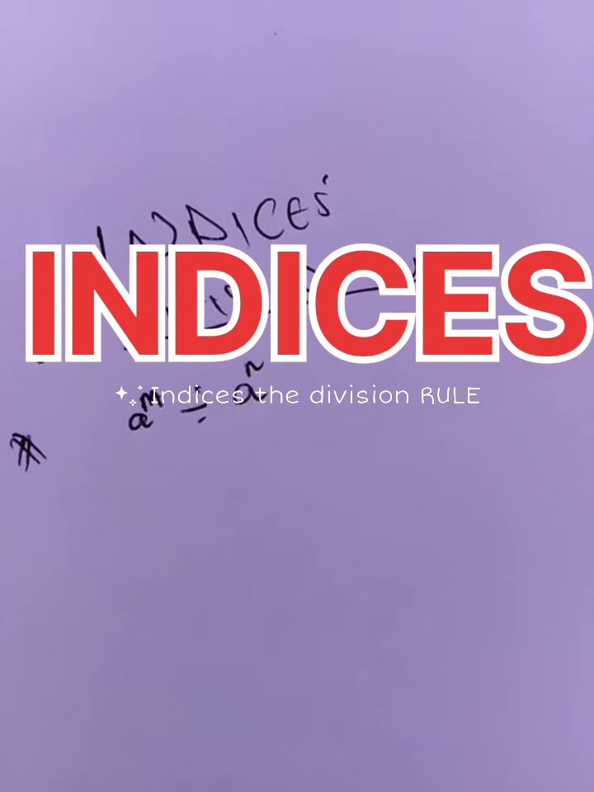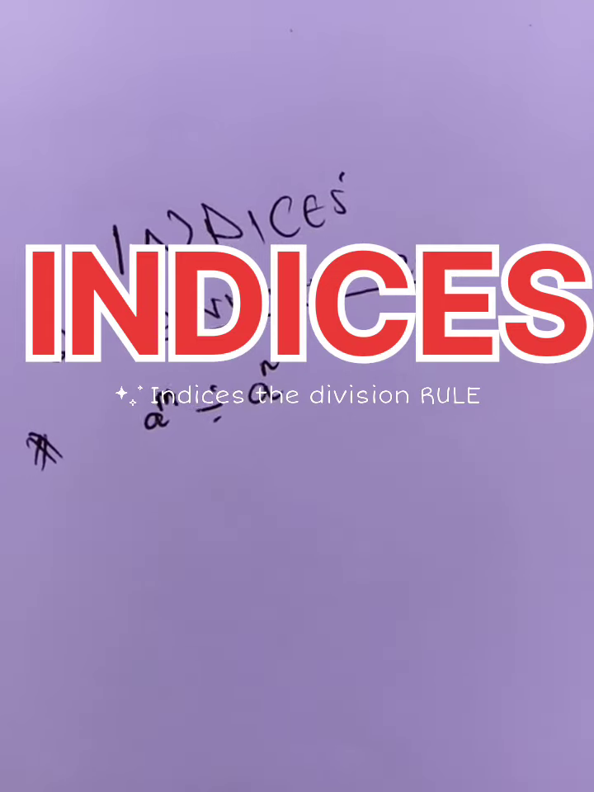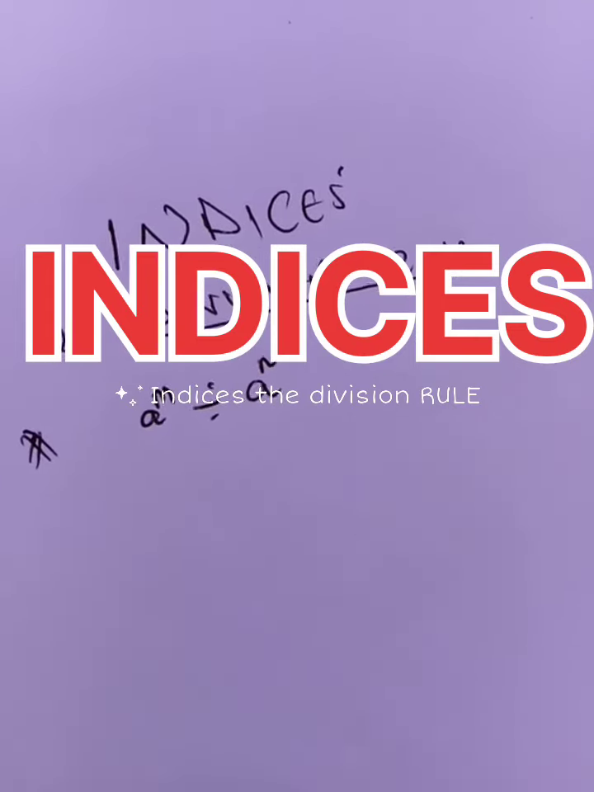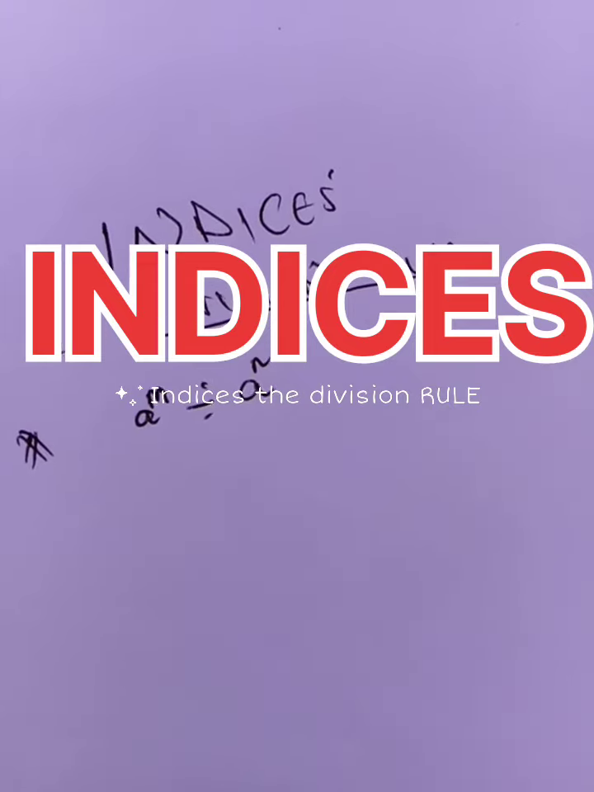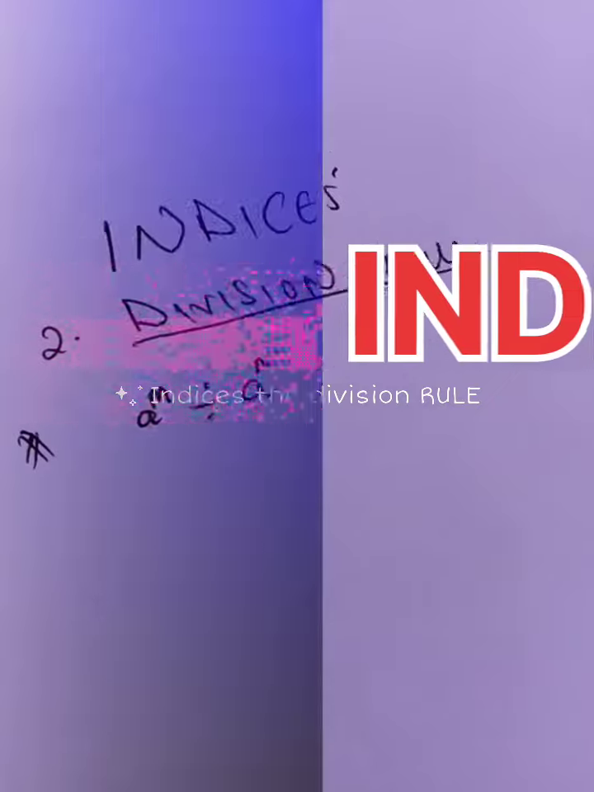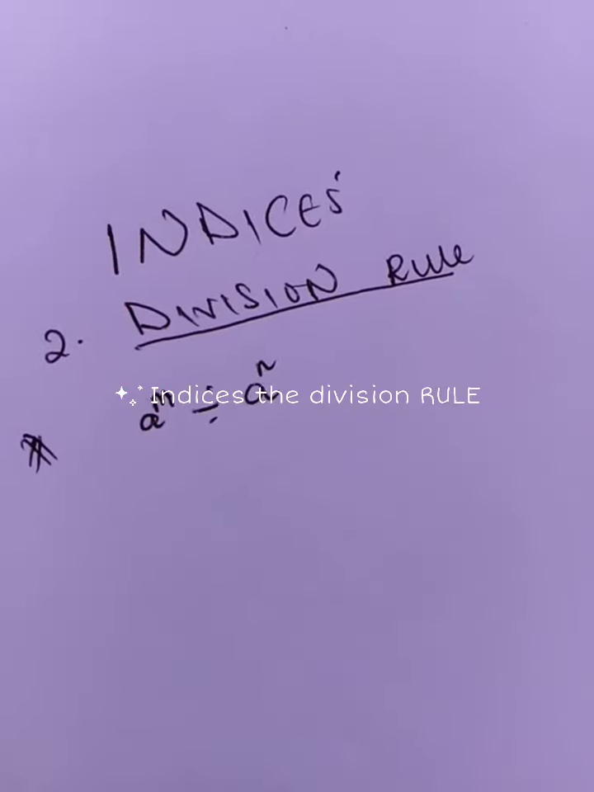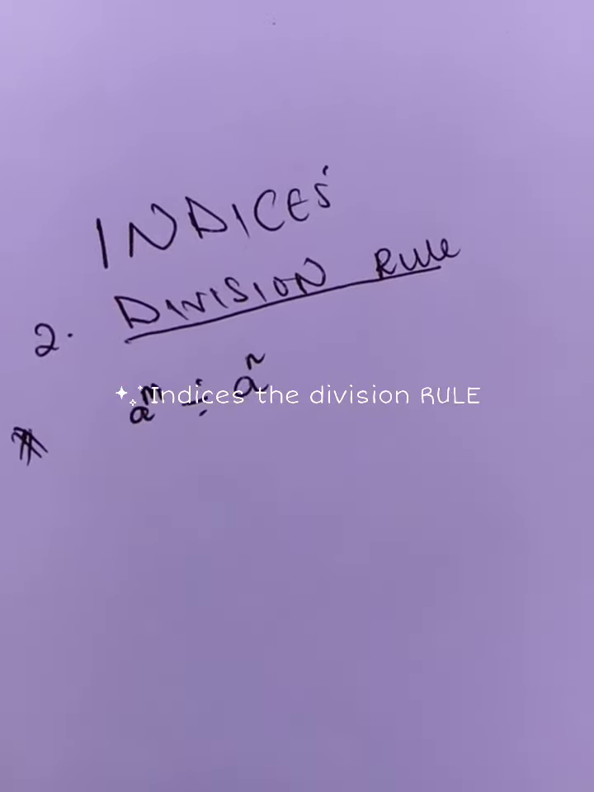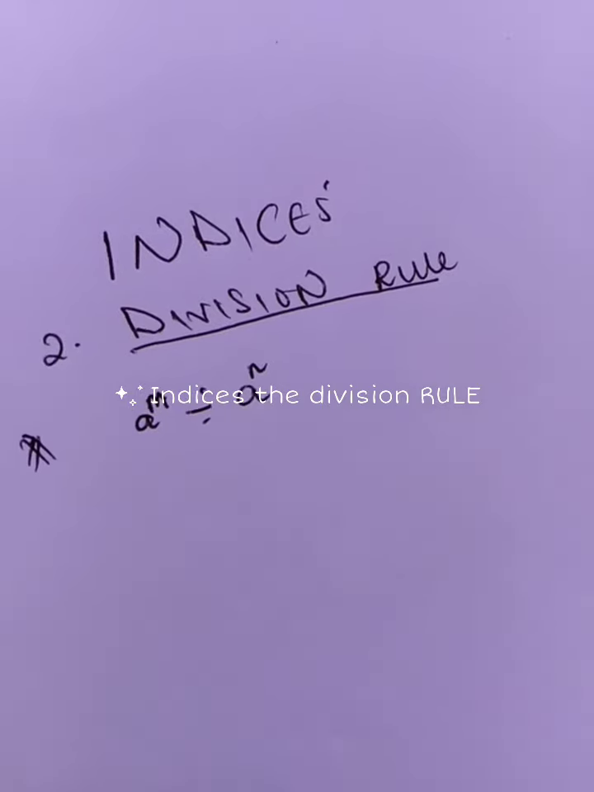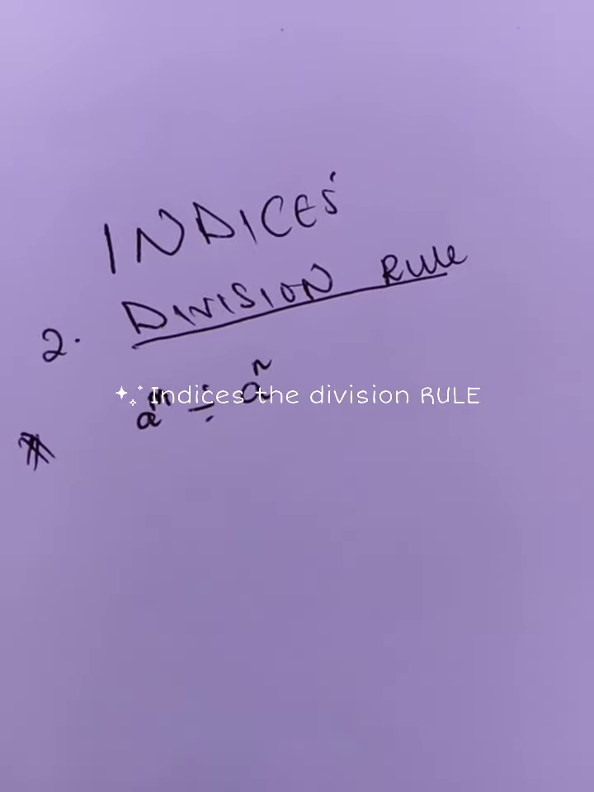Today we are going to continue from where we ended on the first rule of the indices, which was the multiplication rule. Today we are going to take a look at the division rule as our second rule of the indices. In the next video we are going to take a look at the third rule, which is the power of a power rule.